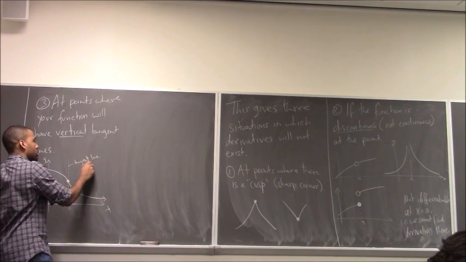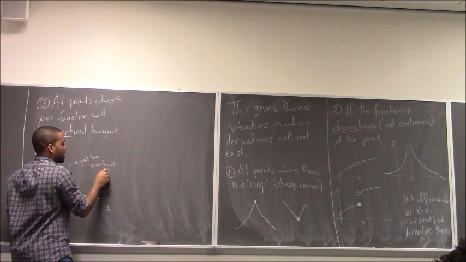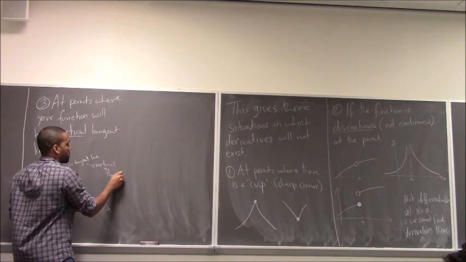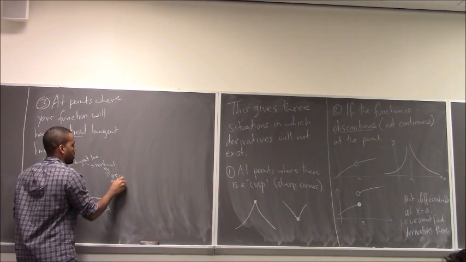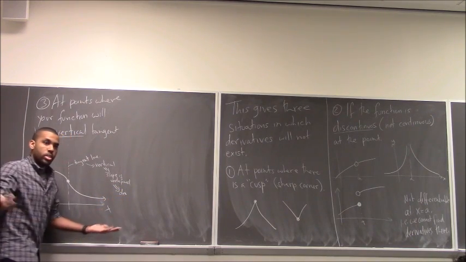So it's vertical, and we know for vertical, this means that the slope is undefined. Therefore, the derivative is undefined, because the derivative is the slope.